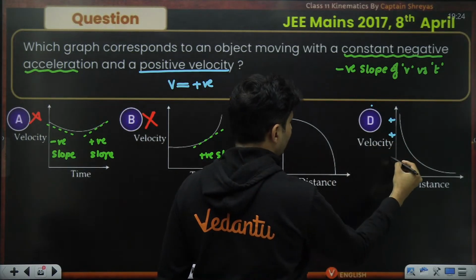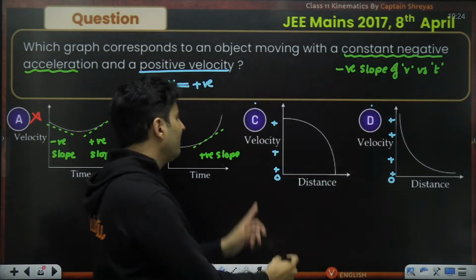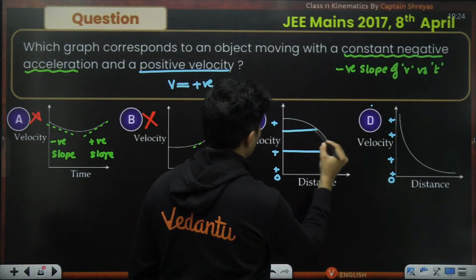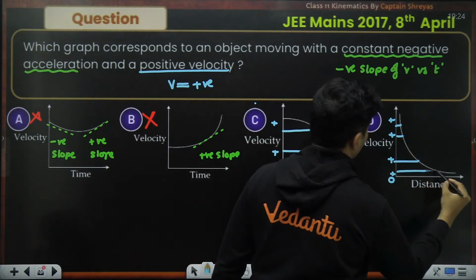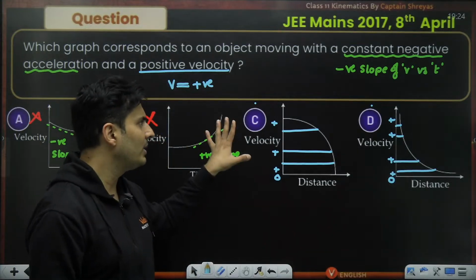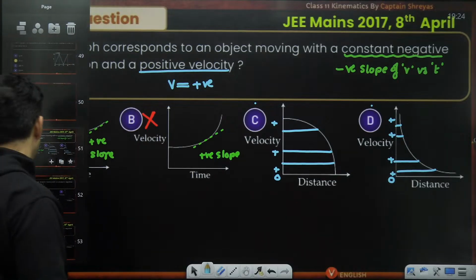Velocity is positive, positive, positive, positive. Remember, this is 0, this is 0. So everywhere, no matter where you go, here also, or here also, or here, or here, the velocity is always positive. So it can be D also or C also. I need to figure it out. I'm not yet sure about it.